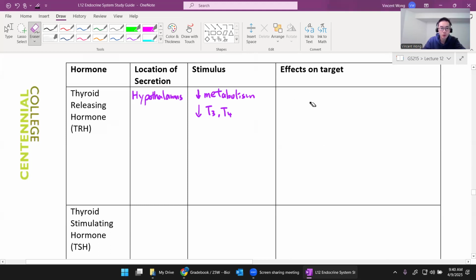But what does it do? What does TRH do? Well, thyroid releasing hormone is going to trigger the anterior pituitary gland to release TSH. One thing leads to the next.